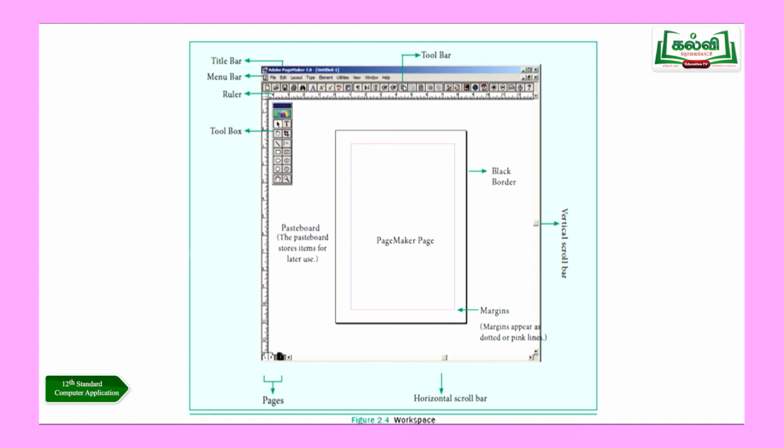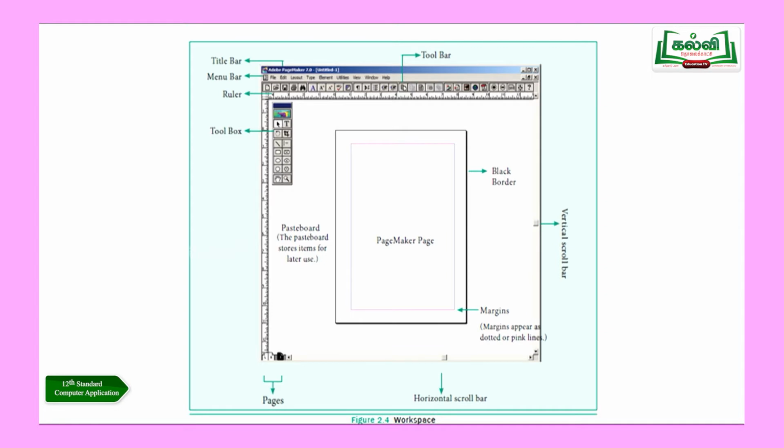Apart from that, on the left side, there is an area called the pasteboard. Pasteboard is the place where we store some items for later use. That is, if you do some cut and paste or copy and paste, those items will be stored in this pasteboard, and from this pasteboard we can take them and paste them wherever and whenever we want.